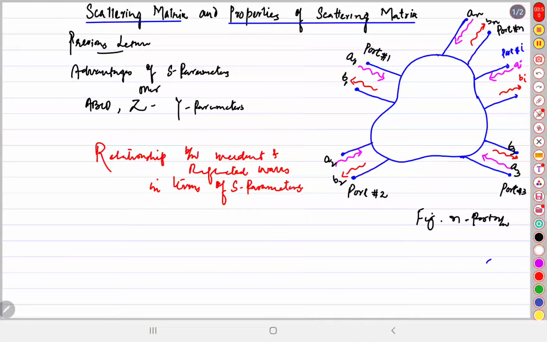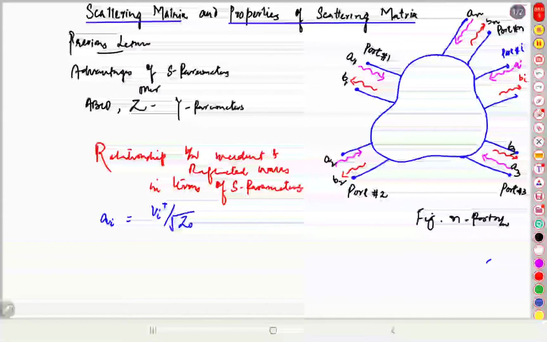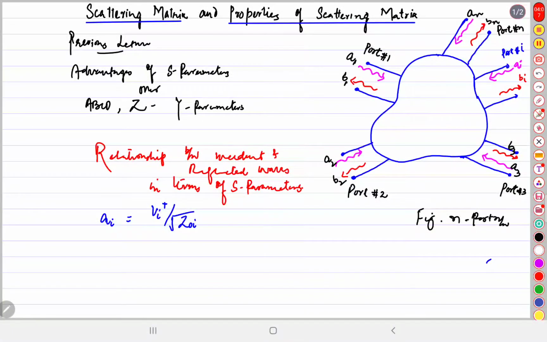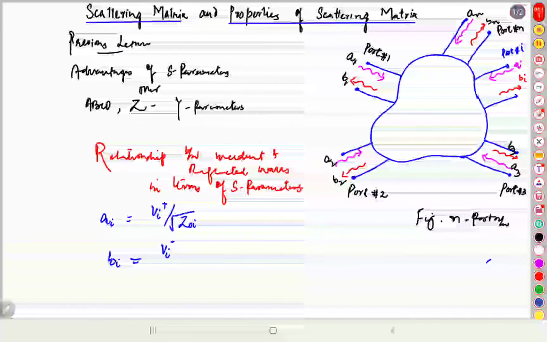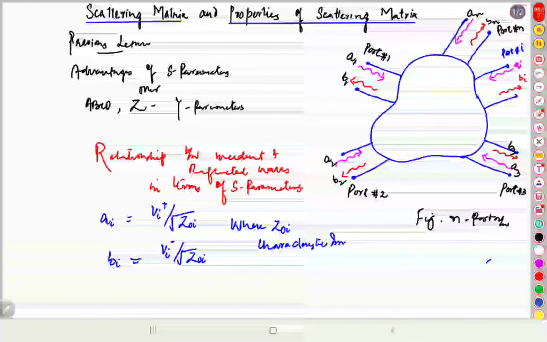So how do we relate these incident and reflected waves to, for example, voltages or currents? I'll use an expression. Say Ai is basically Vi positive by root of Z0i, and Bi is equal to Vi negative by root of Z0i, where Z0i is the characteristic impedance of port i.